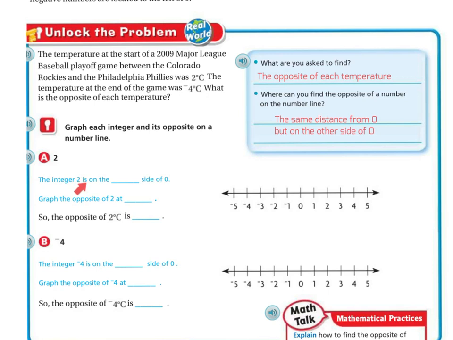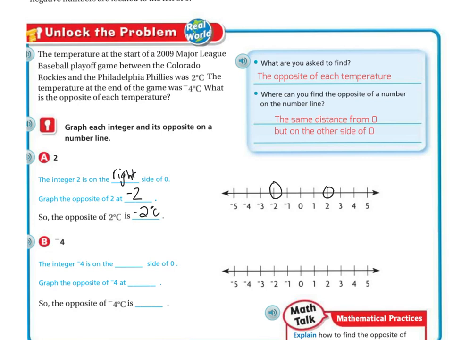So the integer 2 is on the right side of the number line, right? Right side. And the opposite of that is on the left side at negative 2. So the opposite of 2 degrees Celsius is negative 2 degrees Celsius.